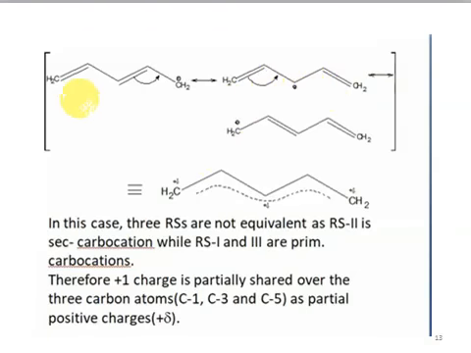So among these three, the first structure and the third structure are equivalent. Why are they equivalent? Because they are forming a primary carbocation, but the second structure is forming a secondary carbocation. That's why this is more stable, and a canonical form that's more stable will contribute more, right? So this will contribute more, that will have a greater weighted average, and these two will be equivalent and they will have equal weighted average, right?